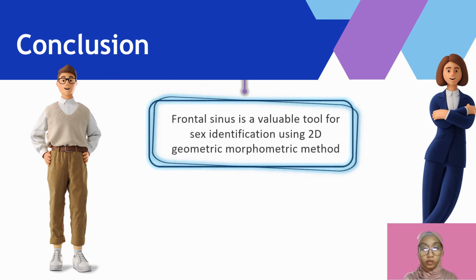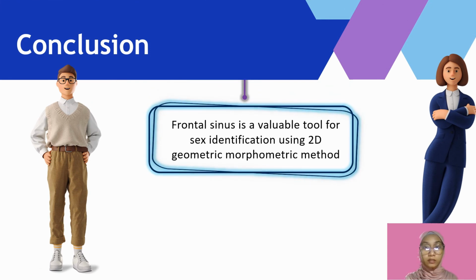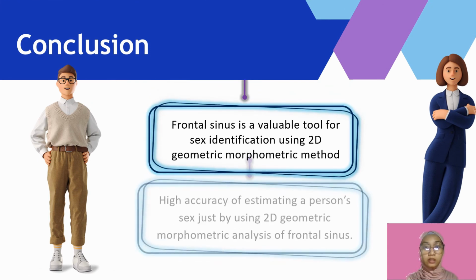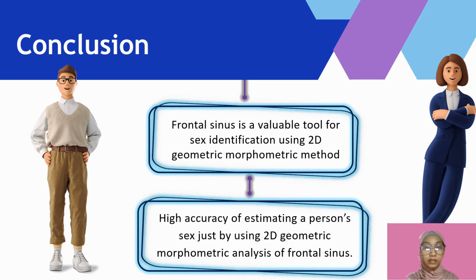As the conclusion, the frontal sinus is a valuable tool for sex estimation as there is high accuracy in estimating a person's sex just by using 2D GM analysis on the frontal sinus.